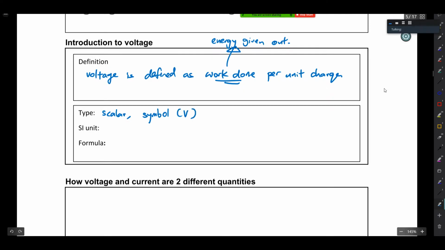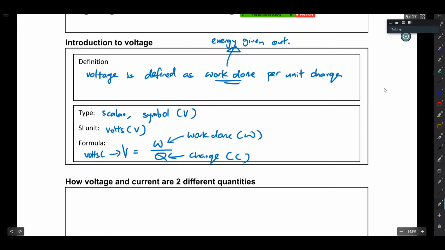Same thing, this is a scalar, and the symbol for voltage is V. The SI unit is volts, which is also V, and the formula is V equals work done over charge. This is charge, which has the SI unit coulomb. This is work done, which is W, and this is volts, which is V. So voltage is about the energy being used by each charge.